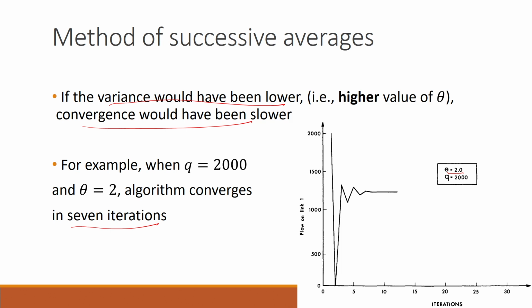So, these 3 figures that we have seen in these last 3 slides are showing the variation of the convergence with different theta and Q values.